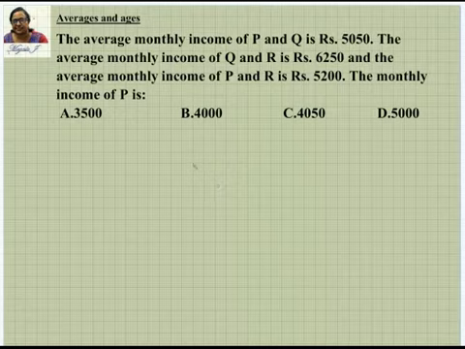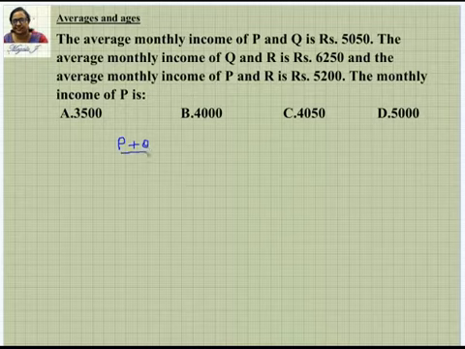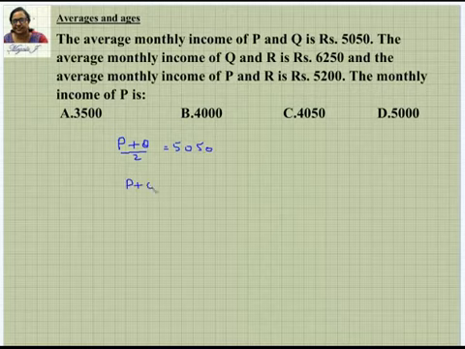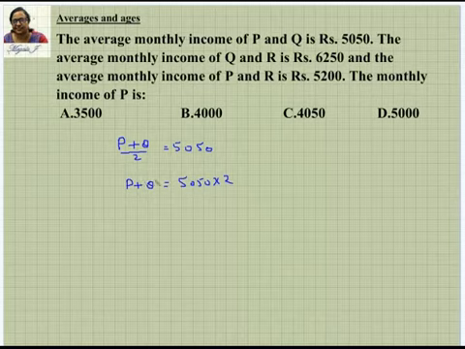It's quite easy. What you can do is just take the data, whatever is given. Given that P plus Q by 2, that is the average of the two, is 5050. So if you want to take the sum alone, P plus Q is nothing but 5050 into 2. Don't try to multiply this, because unless it is required, don't multiply; you can do it at the last minute. If it is not required, it's a waste of time for you. Next, you consider Q and R.